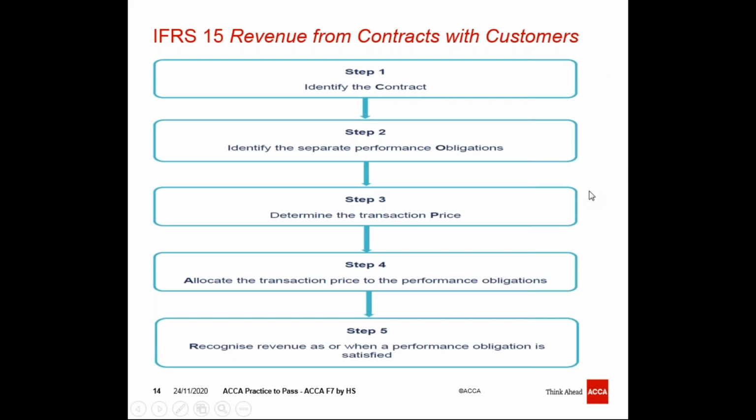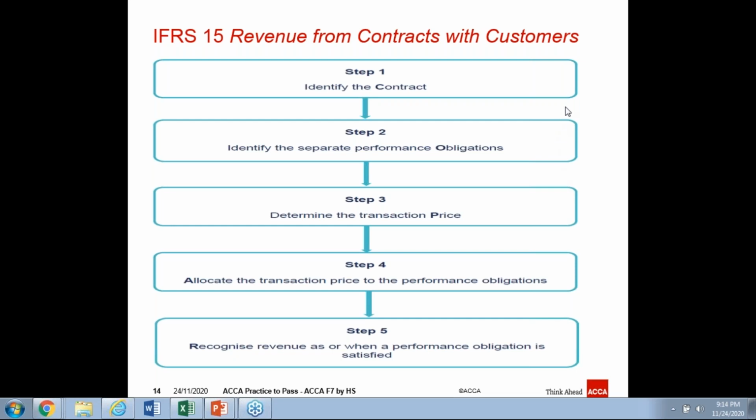IFRS 15 is basically a principle-based approach. Previously, we had two accounting standards, IAS 11 and IAS 18, which were based on the rule-based approach. But IFRS 15 is now on the principle-based approach, having 5 principles through which we have to recognize each and every contract. So the first rule is to identify the contract. In all situations, first we have to identify whether a contract exists or not.